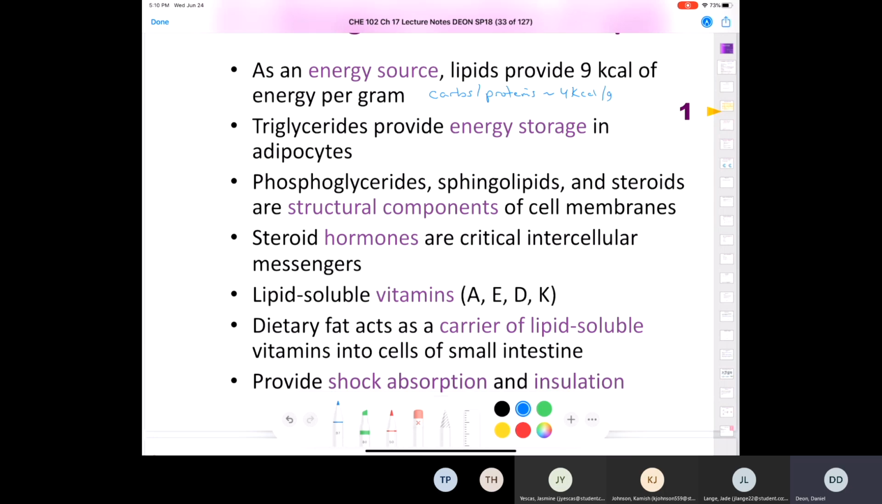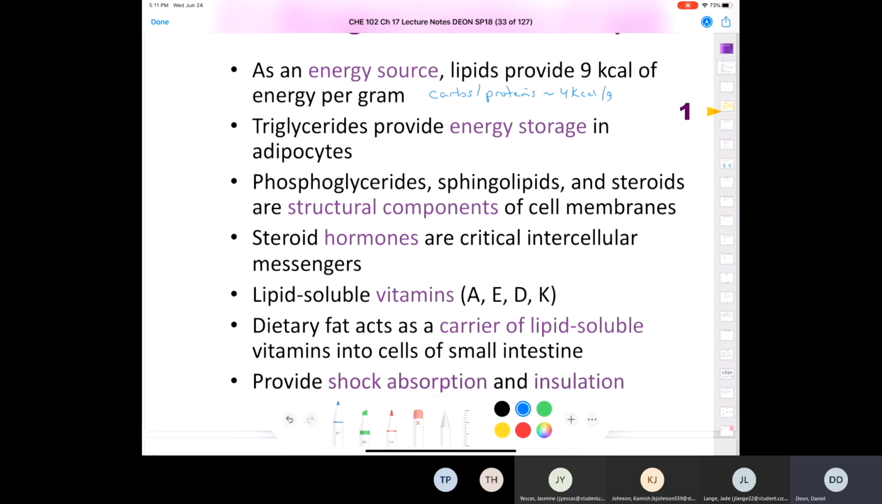So the next one is triglycerides provide energy storage in adipocytes, which are fat cells. And these fats, meaning triglycerides, are a particularly rich source of energy for the body. Then in terms of steroid hormones, the steroid hormones are critical chemical messengers that allow tissues of the body to communicate with one another. And we're going to look at prostaglandins, which are hormone-like molecules that can exert strong biological effects on both the cells that they are produced by and other cells in the body.